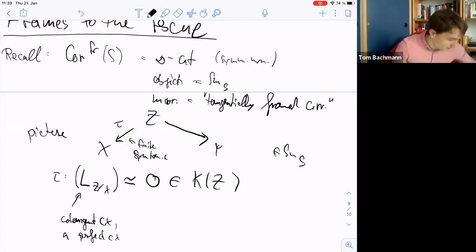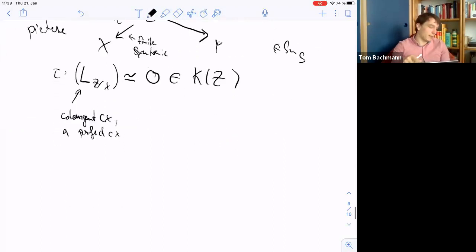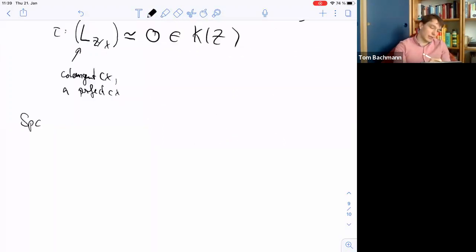Why do we care? Once you have a category of correspondences, you can play the standard motives game. So you have the category of framed spaces, and you do what you always do with the category of correspondences, right? So you look at sigma presheaves.